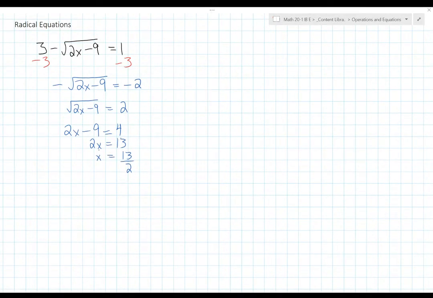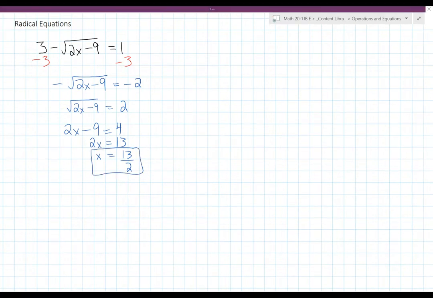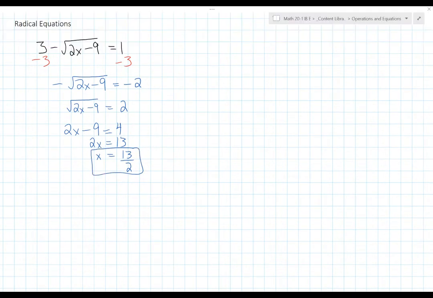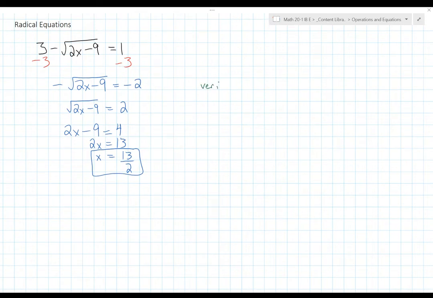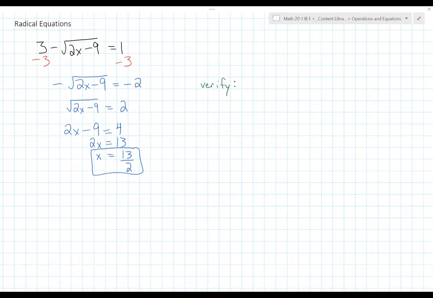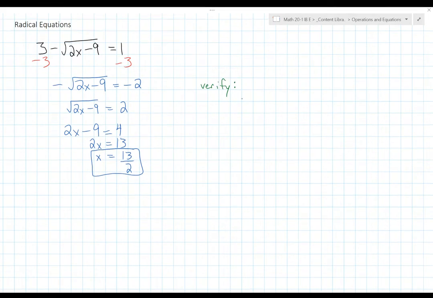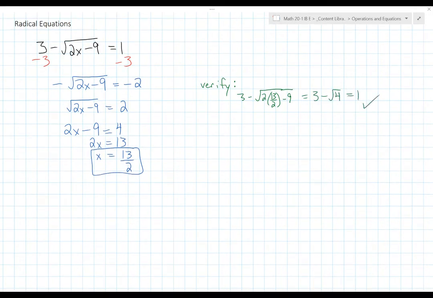Now, that is the answer, but with radical equations, and I'll explain why with our next example, it's really important that we verify. And we verify back in the original equation. So 3 minus the square root of 2 times 13 over 2, which is just 13, minus 9, which just gives me 4. So in other words, 3 minus the square root of 4, which is 3 minus 2, which is 1, which is what I was after.